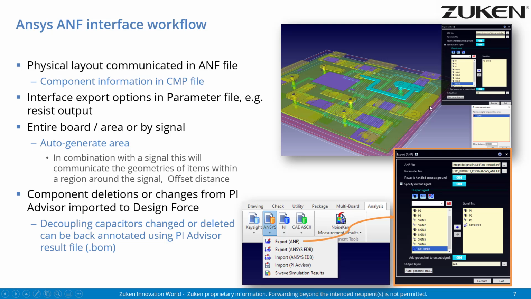As you can see in the upper right image, the interface offers the capability to select the type of items to output. Those can be a specific signal or a group of signals, but we can also, from the item on the bottom, auto-generate an area based on selecting a signal or multiple signals and defining an offset distance. So that will specify, as you can see in the image here, select a signal and an area which is hatched around to define into the ANF file. Also, settings can be defined in the parameters file to control, for example, outputting the resist layer.